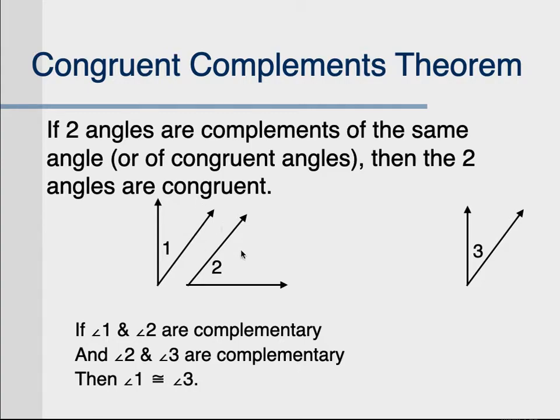If you know angles 1 and 2 are complementary, you know that if you squish them together it makes 90 degrees. But you also know angles 2 and 3 are complementary. If you picked up angle 2 and plopped it over here, it would make 90 degrees with angle 3 as well. The only way it can make 90 degrees with both angles 1 and 3 is if 1 and 3 are the exact same size. So, conclusion, angle 1 is congruent to angle 3.